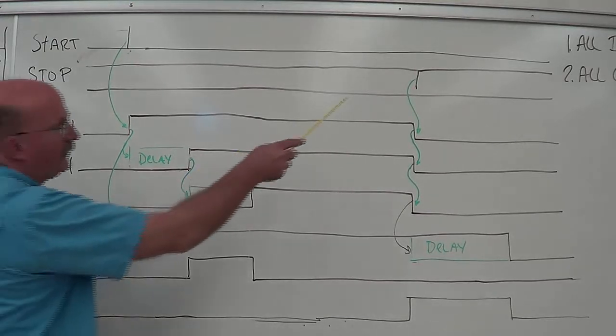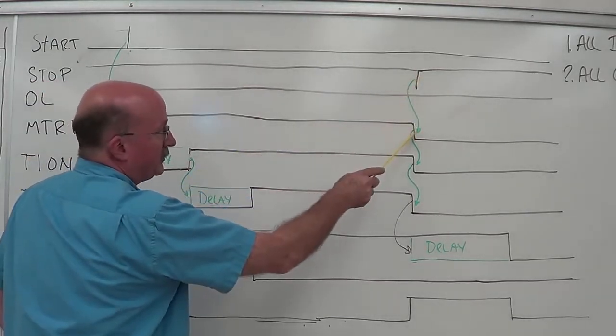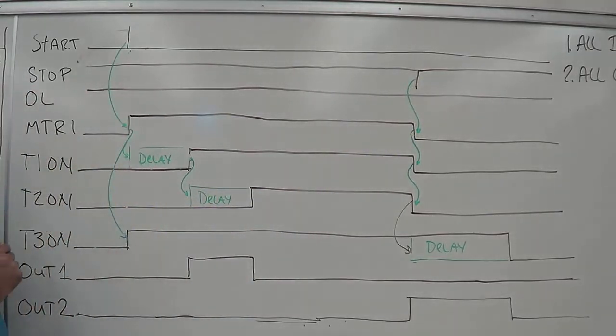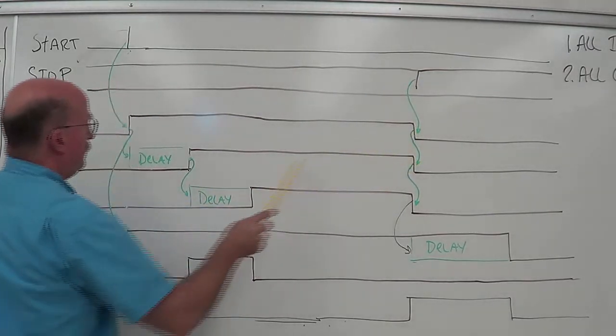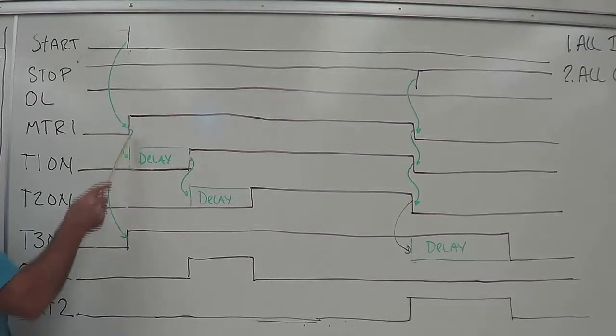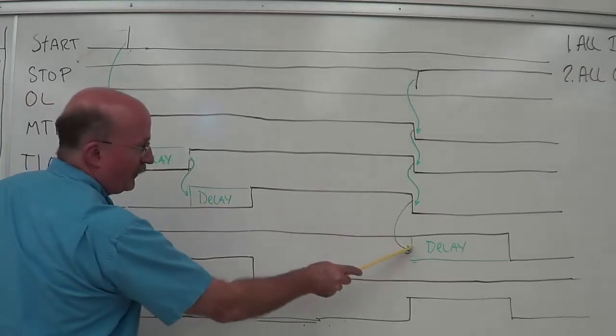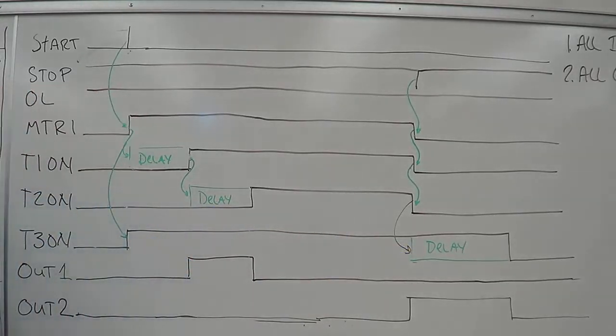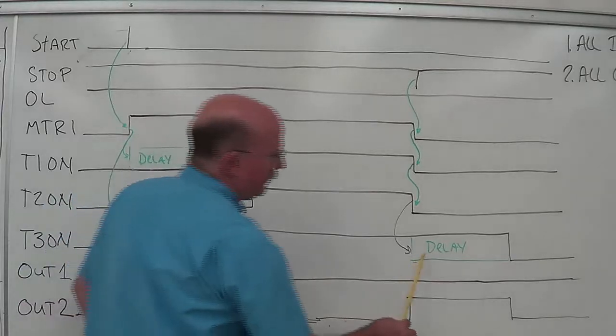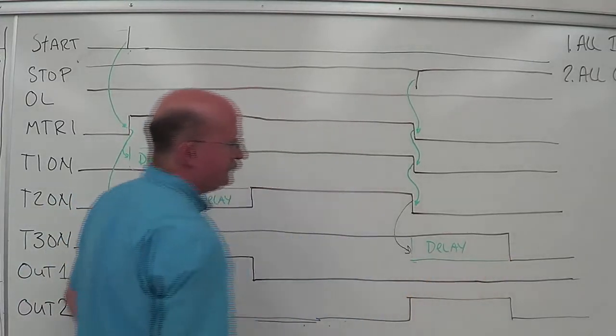Now back over here, I hit the stop button. That causes motor 1 to turn off. Motor 1 turning off results in this turning off because of it controlling the timer, and also down to here. And that turning off then triggers the delay to start. So here's our delay that takes place in here.